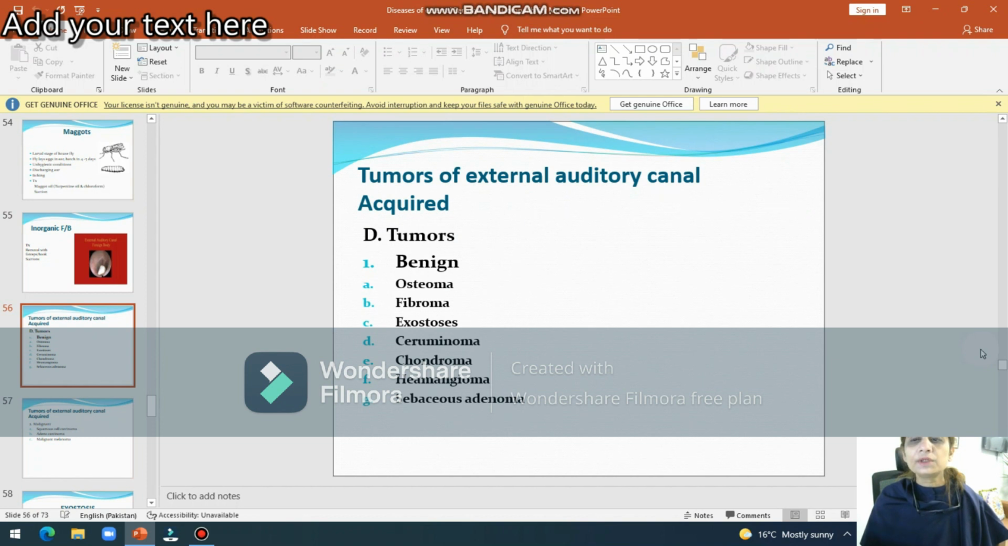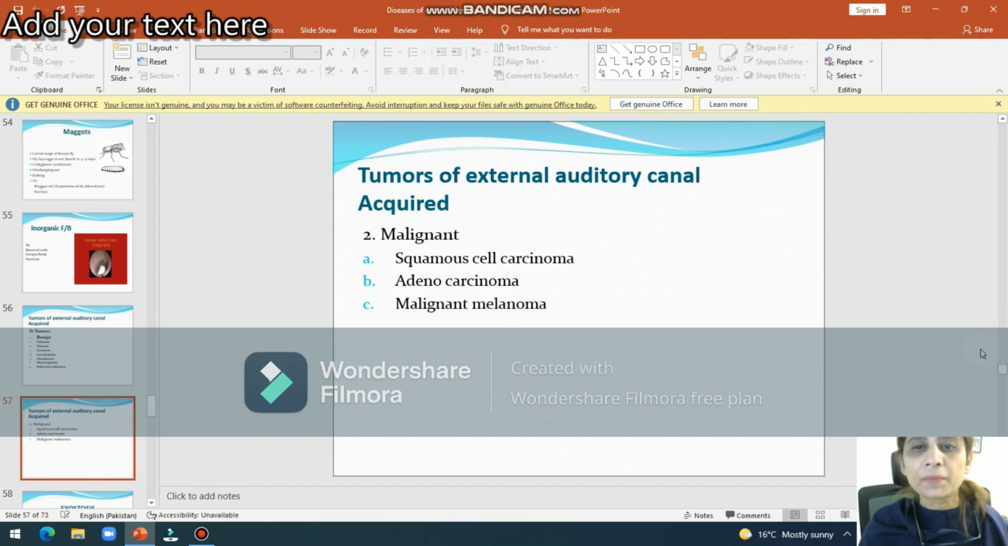Now, tumors of the external auditory canal are usually the same as those seen in the pinna. Benign tumors: osteoma, that is seen in the deep meatus; fibroma, that is a fibrous tissue tumor; and then exostosis and ceruminoma, which is a benign tumor of the ceruminous glands. Chondroma is a benign tumor of the cartilage. Hemangioma is a benign tumor of the blood vessels, and a sebaceous gland tumor is called sebaceous adenoma.